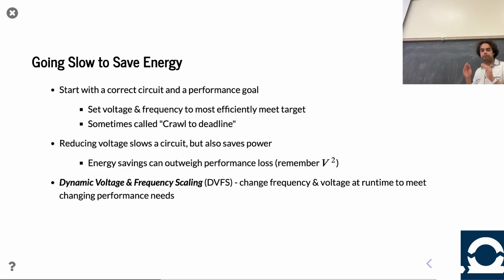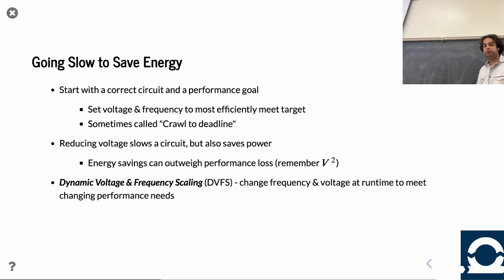And like I said, you reduce the voltage, it makes the circuit slower, but also saves power, right? Remember V squared in that term, right? So that's what you're trying to get. And for much of your lives using computing devices, you've already taken this for granted, something called DVFS, or dynamic voltage and frequency scaling. Your circuits, your phone, your computer, they don't just run at one frequency and one voltage, right? They're constantly changing which frequency and voltage they're running at. When they change the frequency, they can change the voltage too to match, right?